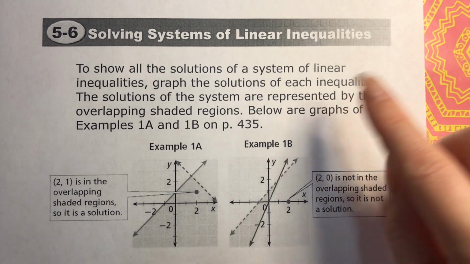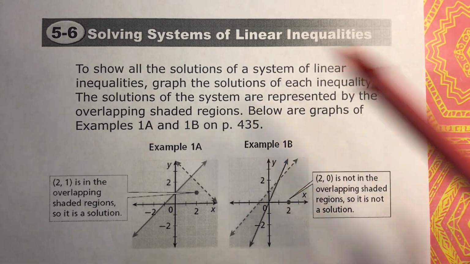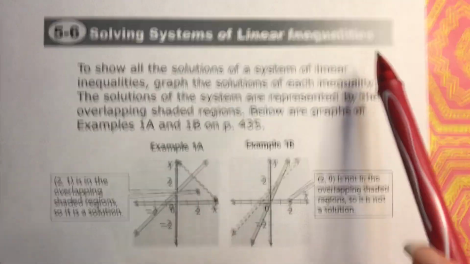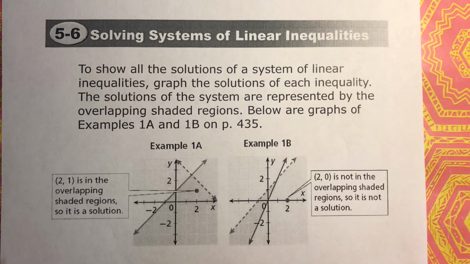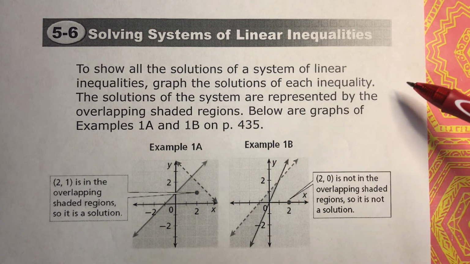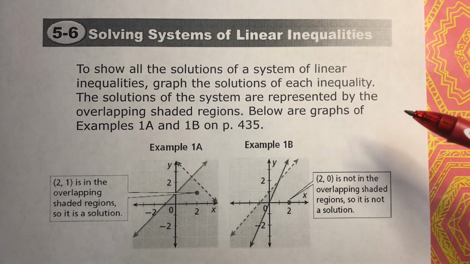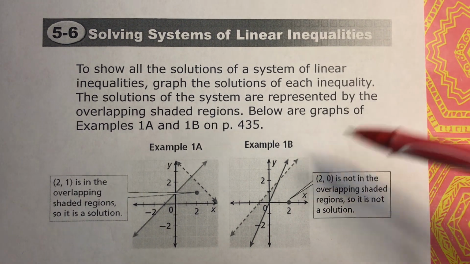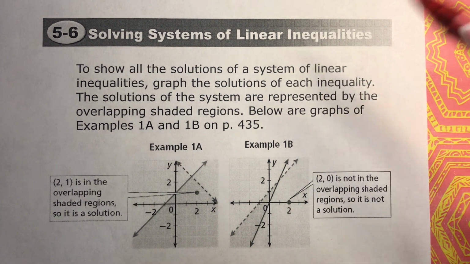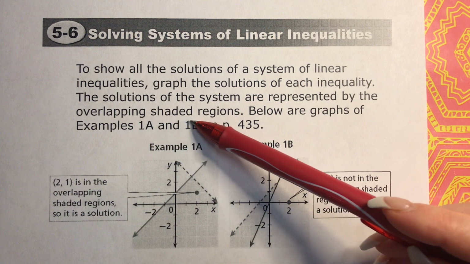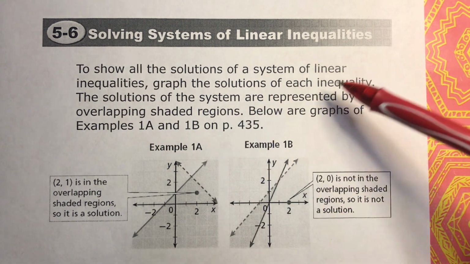All right, so to show all the solutions of a system of linear inequalities, what you do is you graph the solutions of each inequality. So you're going to have two inequalities, right? You graph the first one like we talked about in the previous section, and then you graph the other one, okay? The solutions of the system are represented by the overlapping shaded regions.